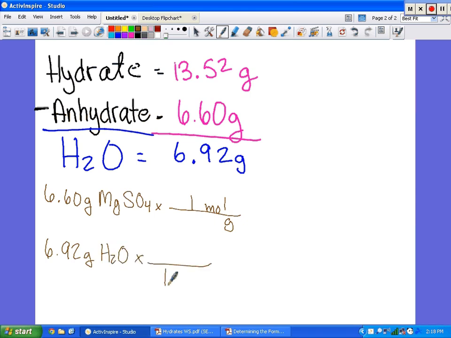All right, 16 times 4 plus 32.06 plus 24.31. It's 120.37. Which gives me 0.0548 moles. And the water is 0.384 moles. Okay?